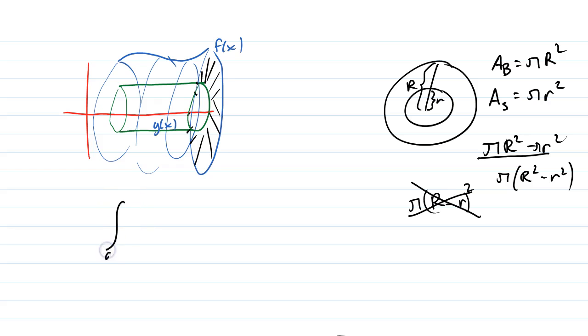We're still going to go from a to b. We're still going to have a pi there. But instead of just doing f minus g and then squaring it, you actually do need to do f of x squared and then minus g of x squared. And that's simply because when you're doing areas of circles, you can't subtract the radii and then find the area. You have to find the two areas and subtract them out in that order.